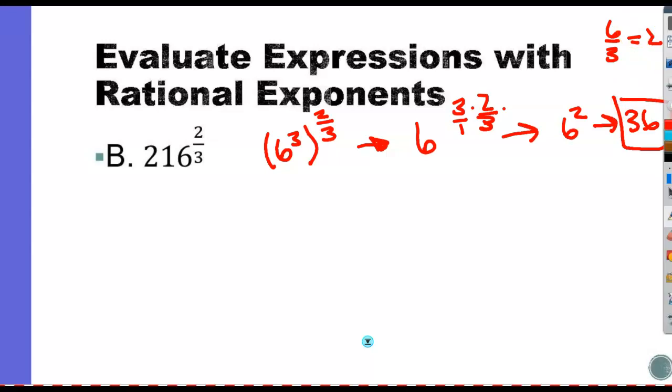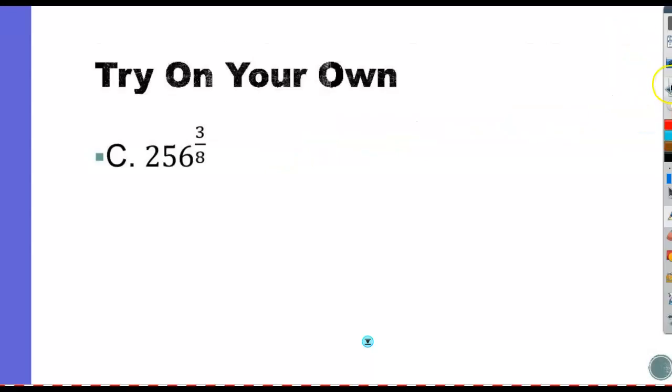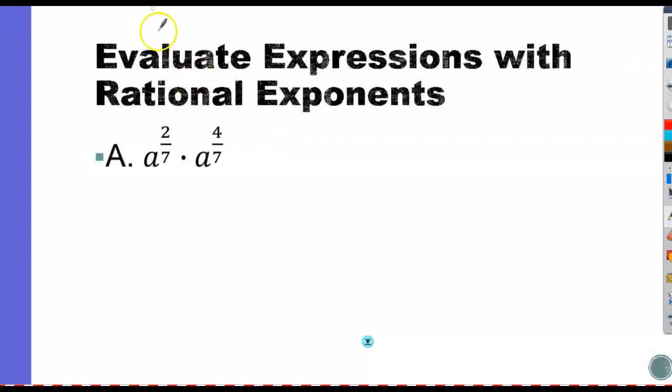Okay, moving on. Go ahead, take a second to try this one on your own. I wrote the answer for you, but I am expecting to see your work when I check your notes. So if you have questions on this, ask in class. I got 8.